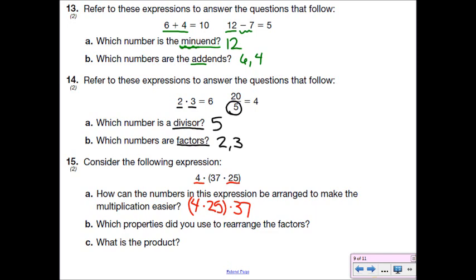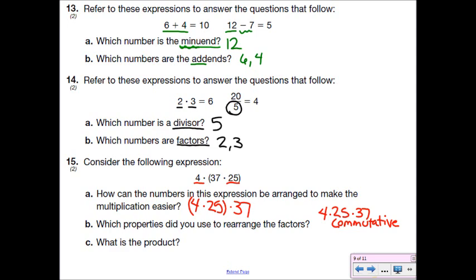B says, which properties did you use to arrange the factors? So the first one that we used when we moved the 25 next to the 4 was the commutative property. So if I would have just done 4 times 25 times 37, that uses the commutative property. And that says that you can put things that you're multiplying together in any order as long as it's only multiplication, and it doesn't change your answer.